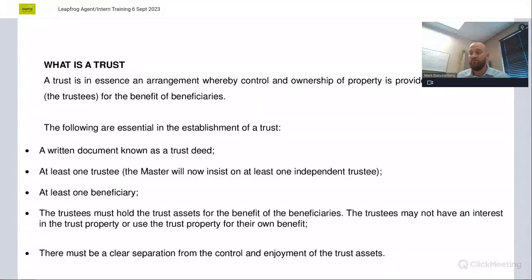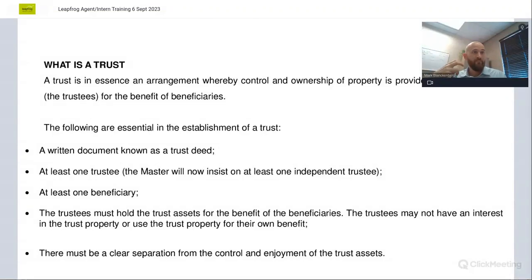You can decide how many beneficiaries, how many trustees, what the purpose is, and how it's going to be administered. There's a lot more freedom as to how you can set up a trust. So that trust deed is your founding document for the trust. Then you must have at least one trustee and one independent trustee.